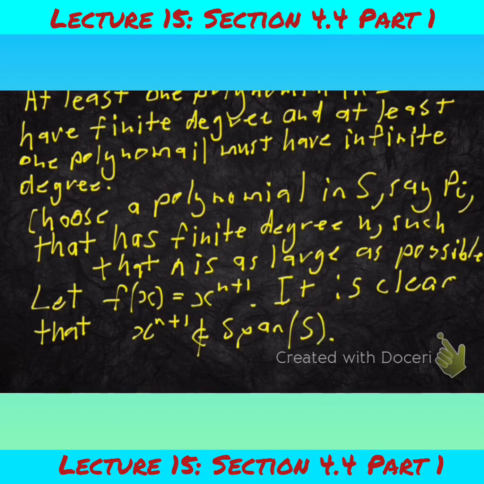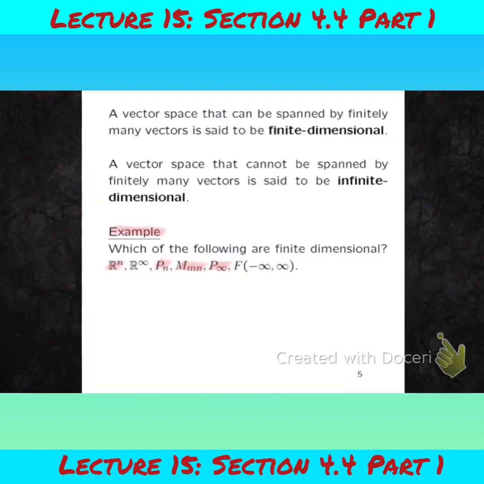The infinite degree polynomials are not going to help you to get x^(n+1). Only the finite ones, and the largest degree I already have there is n, so I'm not going to get to x^(n+1). Therefore, it's clear that P infinity cannot be spanned by a finite number of vectors, so therefore P infinity is infinitely dimensional.